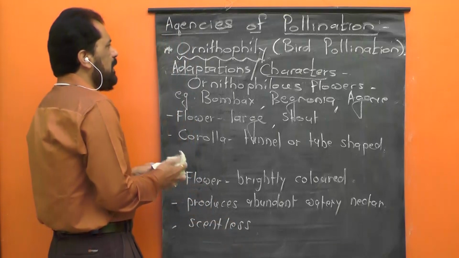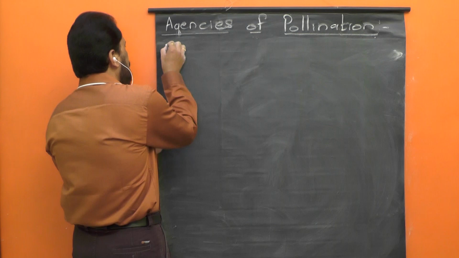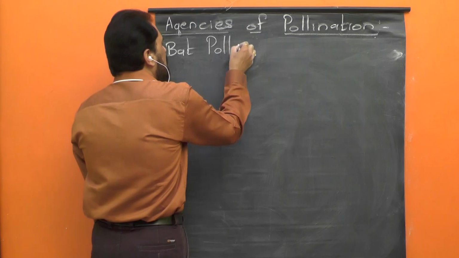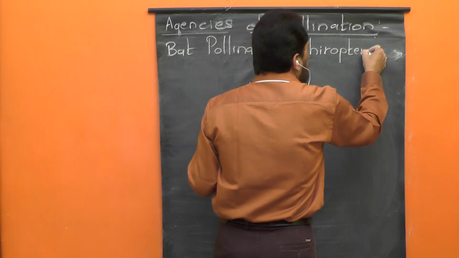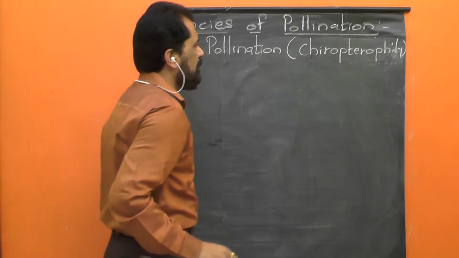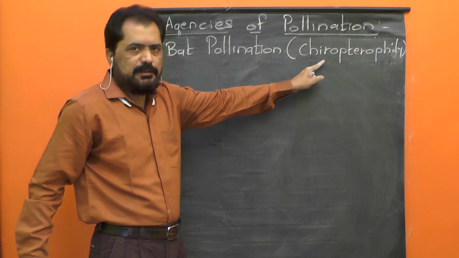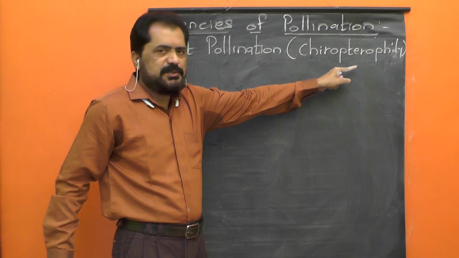Now one more, that is bat pollination, also known as Chiropterophily. The meaning of Chiropterophily I have already told you. Here chiro stands for the hand, pteros stands for the wings, and phili stands for the pollination.